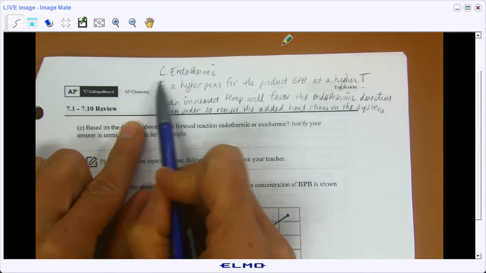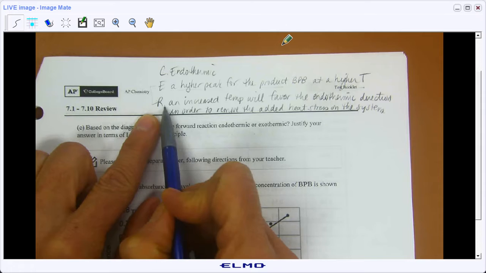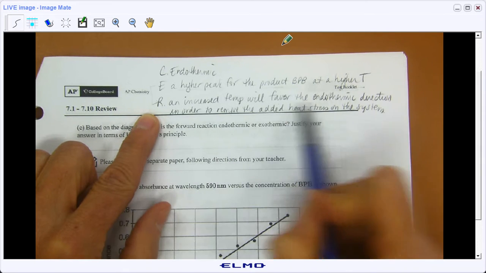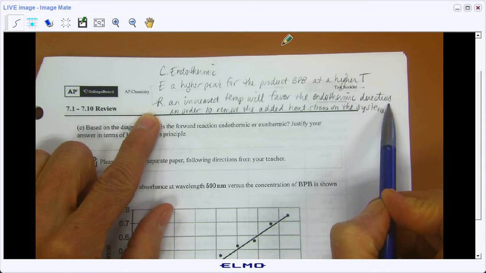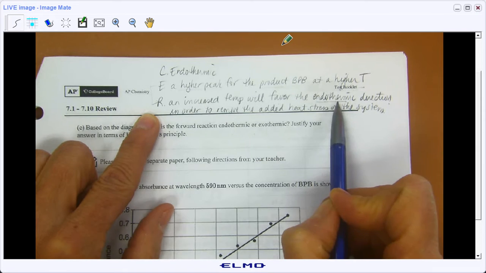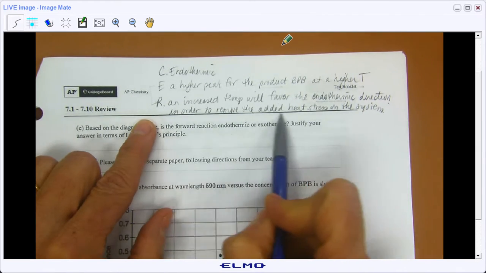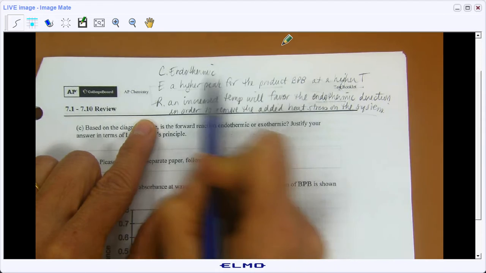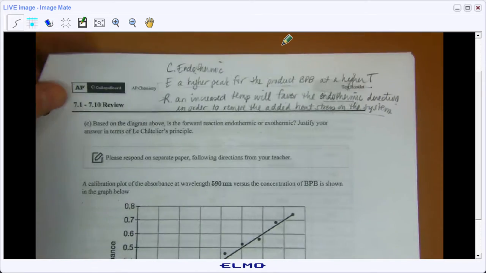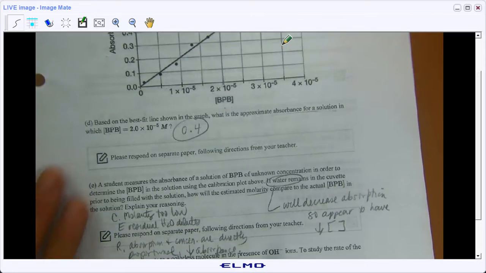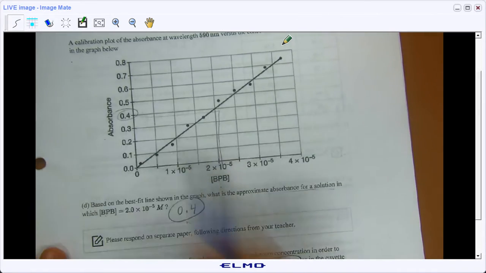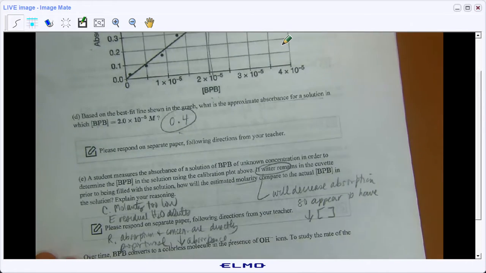What I just said, a higher peak for the product at a higher temperature. And if you have to do your rationale or your reasoning first, an increased temperature favors the endothermic direction, right? If you increase the temperature, you're going to want to cool it off by running the reaction to cool it in order to remove the added heat stress on the system. So it's endothermic. Number D is just reading the graph, 0.4. Just read up, 0.4.